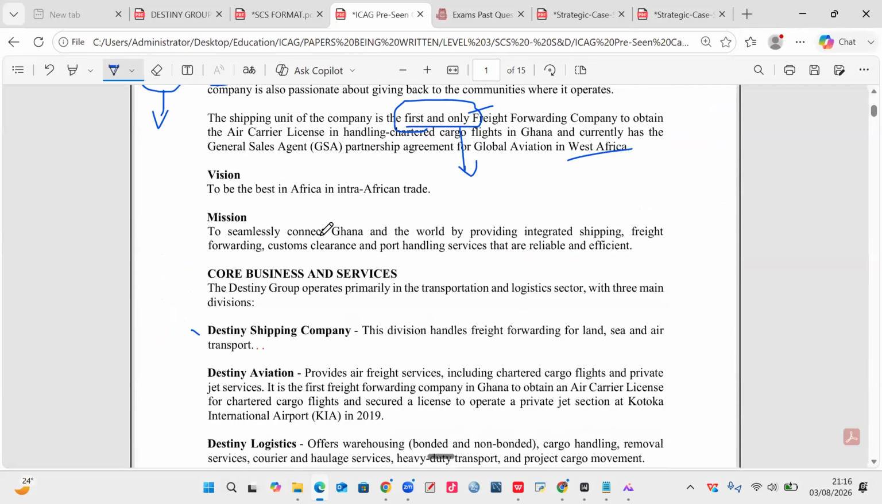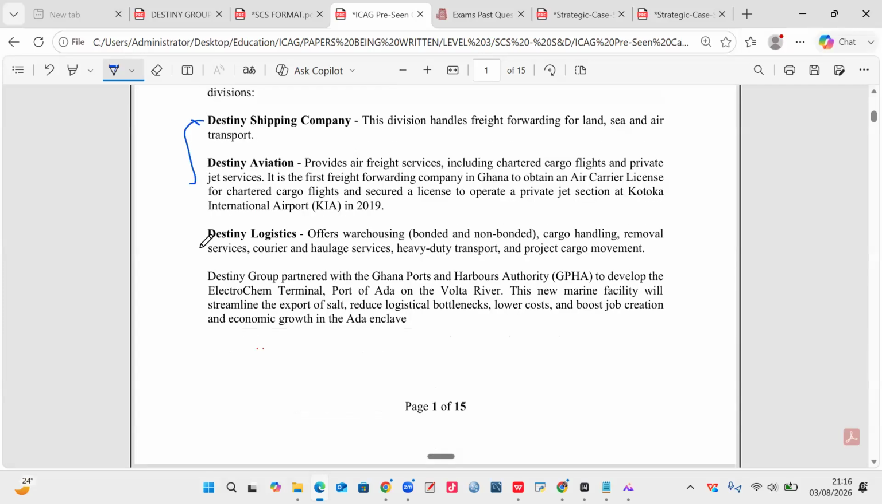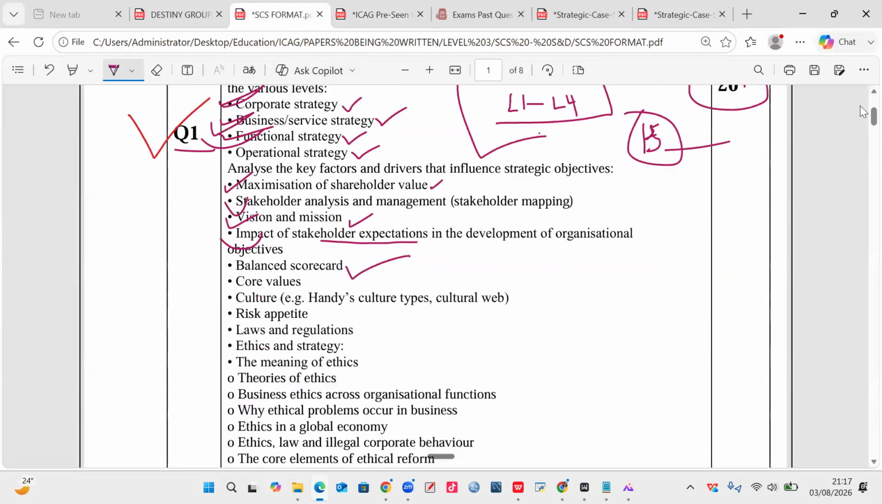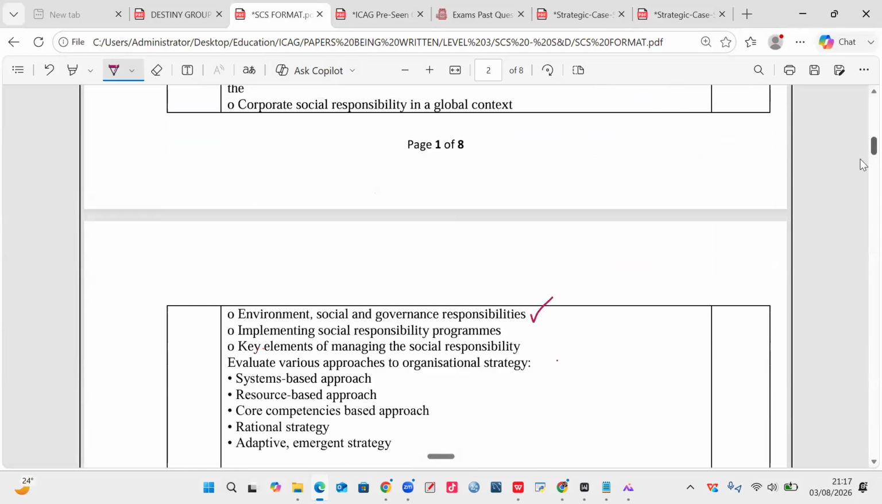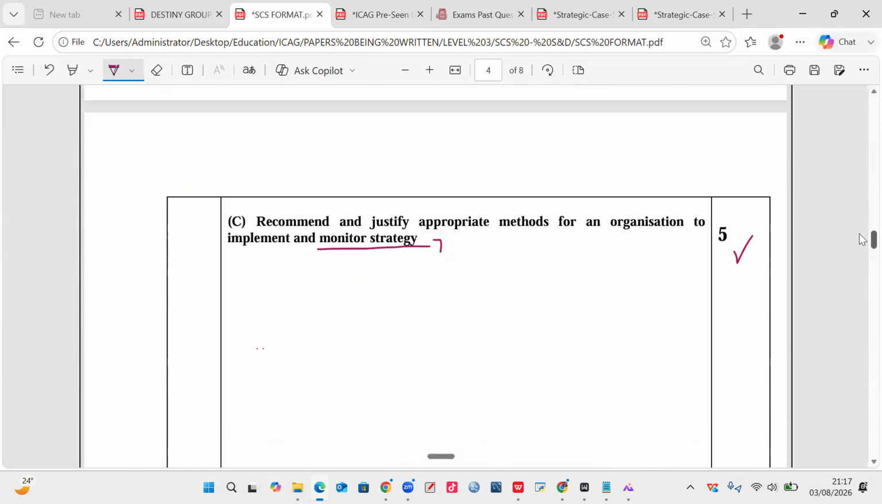Then their vision and mission, I have to analyze it carefully. Core business and services, these are Destiny Group. So if they ask on SBUs, these are the SBUs I'm going to write on. And what tools can be used to analyze the SBUs? There are tools to analyze the SBUs, like the IR matrix. The IR matrix is one of the tools. It's in question 3. Is it question 2 or question 3? The IR matrix, those question 2 matrices where we draw the diagrams, are all used to analyze SBUs.